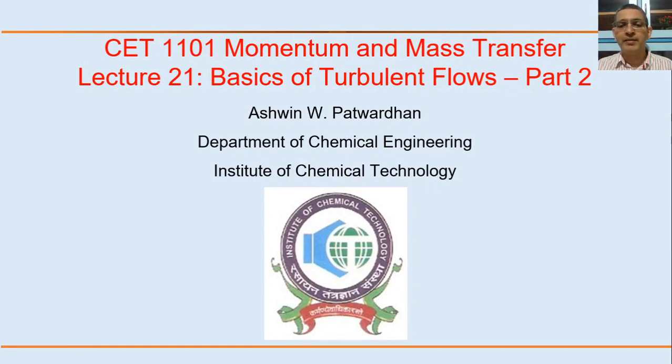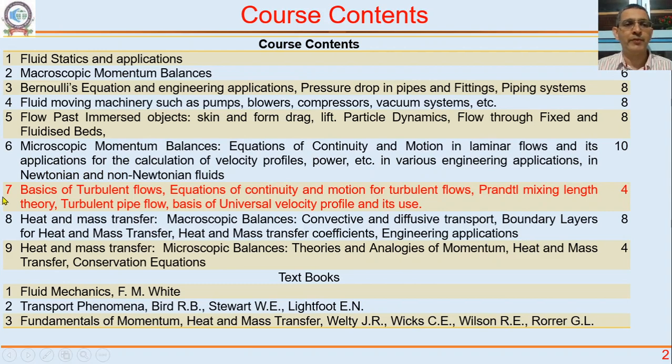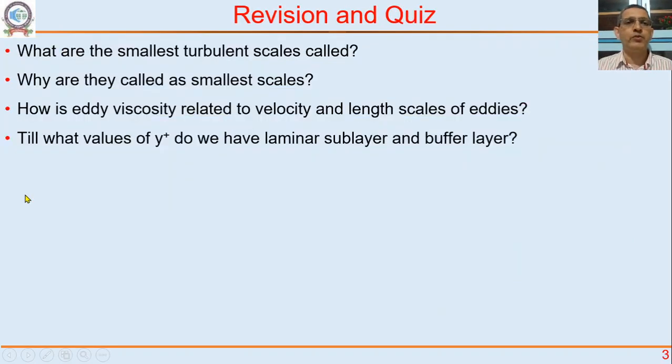So let's get started. This is where we are in our course. We are on point number 7, right? Just to get you started, just to quickly revise, what are the smallest turbulent scales called? Why are they called as smallest scales? How is eddy viscosity related to velocity and length scales of the eddies? Till what values of Y plus do we have laminar sublayer and buffer layer? This is from universal velocity profile. Moment you say Y plus and Vx plus, you are talking about a universal velocity profile.